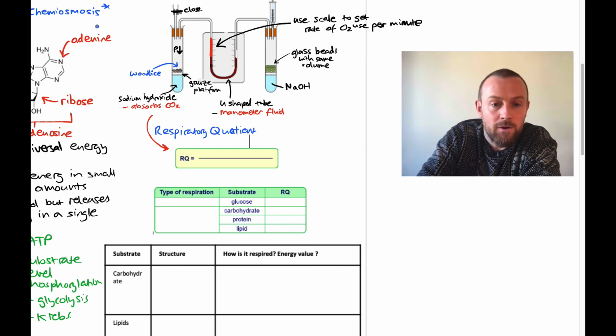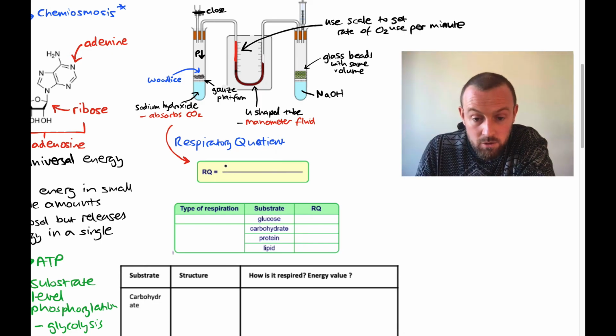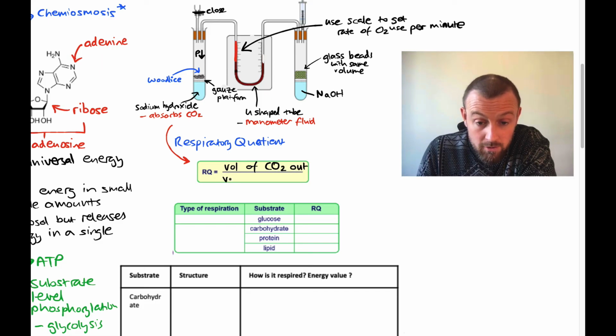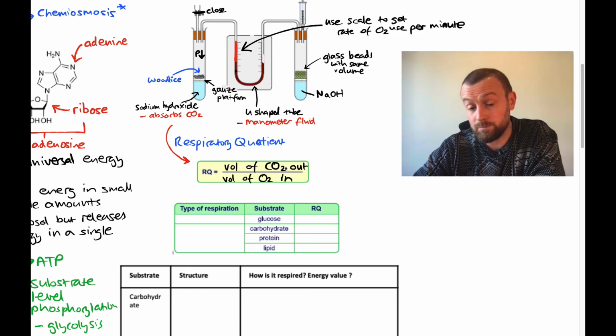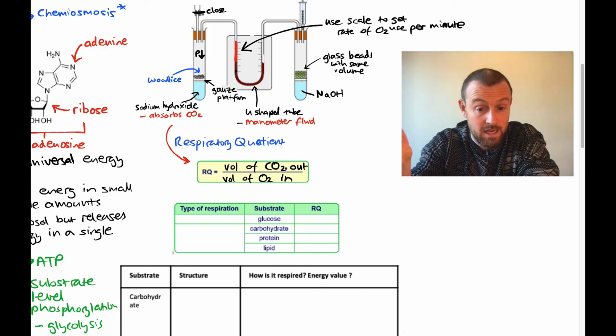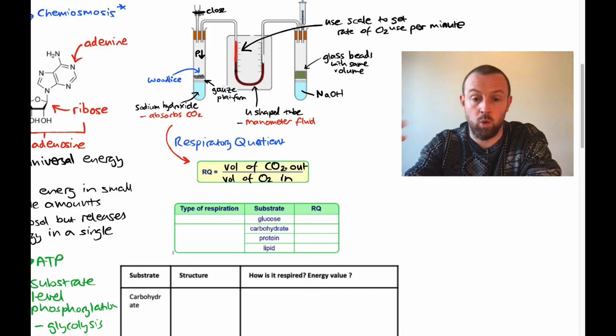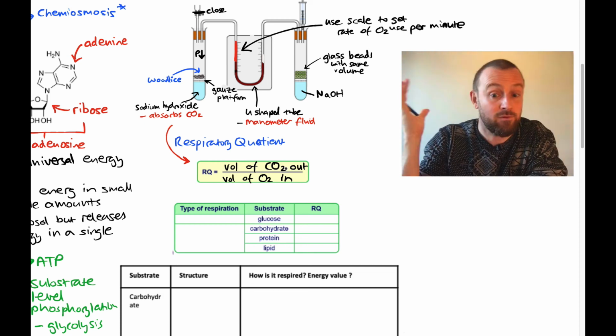And the RQ value is defined as the volume of CO2 given out, so I'll just write CO2 out, divided by the volume of O2 taken in or absorbed. Okay, so that is the RQ value. Now, by recording those numbers and calculating it, we can work out actually what is happening in those wood lice. What are the wood lice respiring right now? What do they have for breakfast?